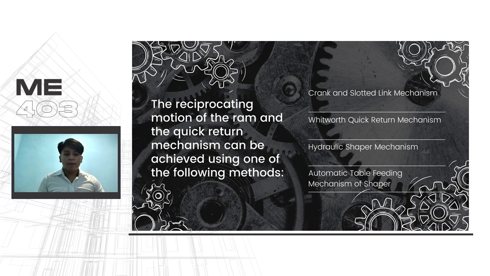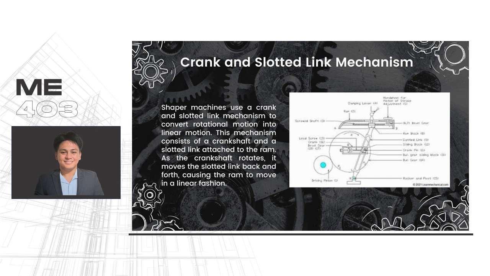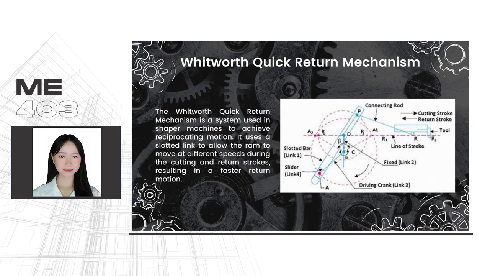Crank and slotted link mechanism is used to convert rotational motion to linear motion, involving a crankshaft and slotted link. This is done as the rotation of the crankshaft moves the link back and forth, causing the ram to be in linear motion. The Whitworth quick return mechanism is used to achieve reciprocating motion. The links allow the ram to move at various speeds and strokes, obtaining a faster return motion.